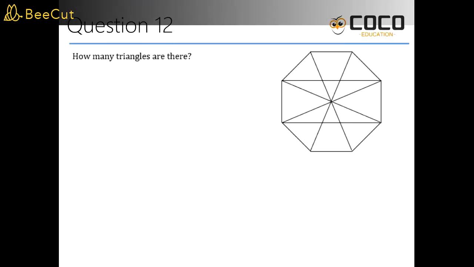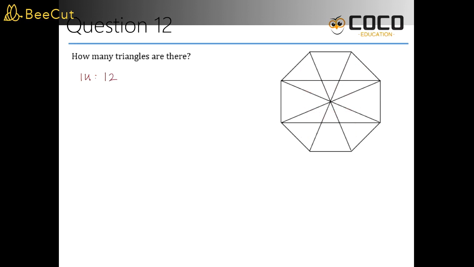For question 12, let's count the number of triangles here. First, we check the small triangles. So just check in the figure: 1, 2, 3, 4, 5, 6, 7, 8, 9, 10, 11, 12. Okay, there are 12 of them.